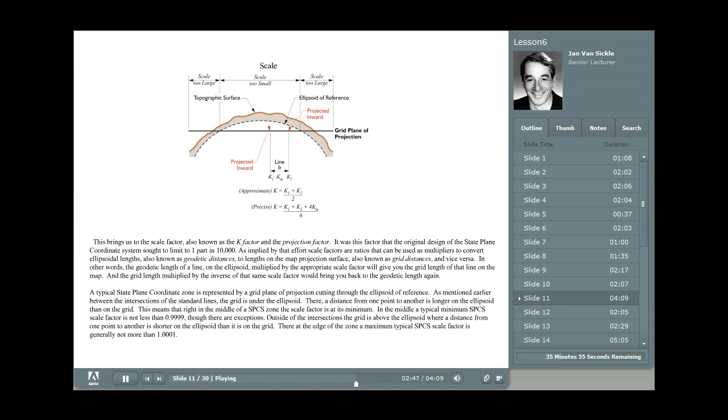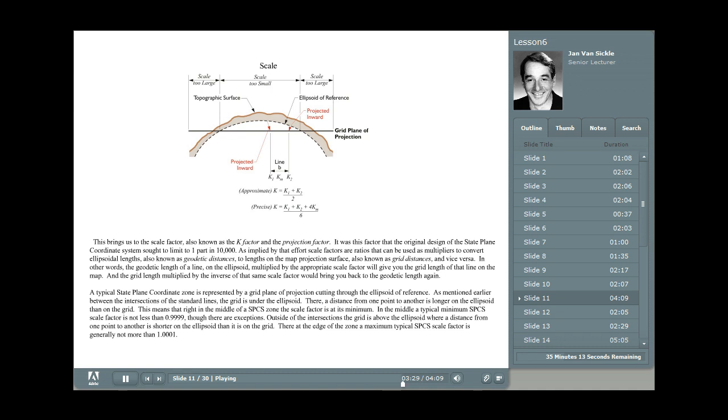And a typical state plane coordinate zone, represented by a grid plane of projections cutting through the ellipsoid of reference. As mentioned, between the intersection of standard lines, the grid is under the ellipsoid. There, a distance from one point to another is longer on the ellipsoid than on the grid. That's the plane. This means that right in the middle of a state plane coordinate system zone, the scale is at its minimum. In the middle, a typical minimum state plane coordinate scale factor is not less than 0.9999.